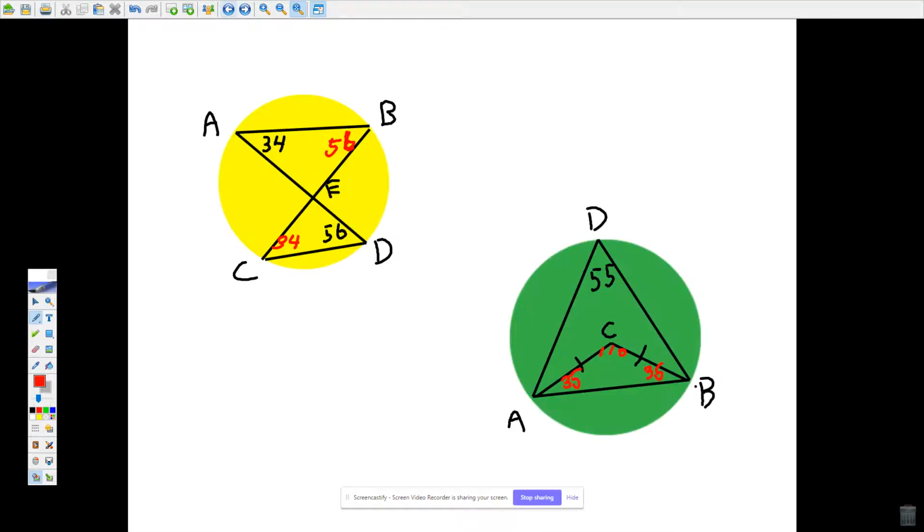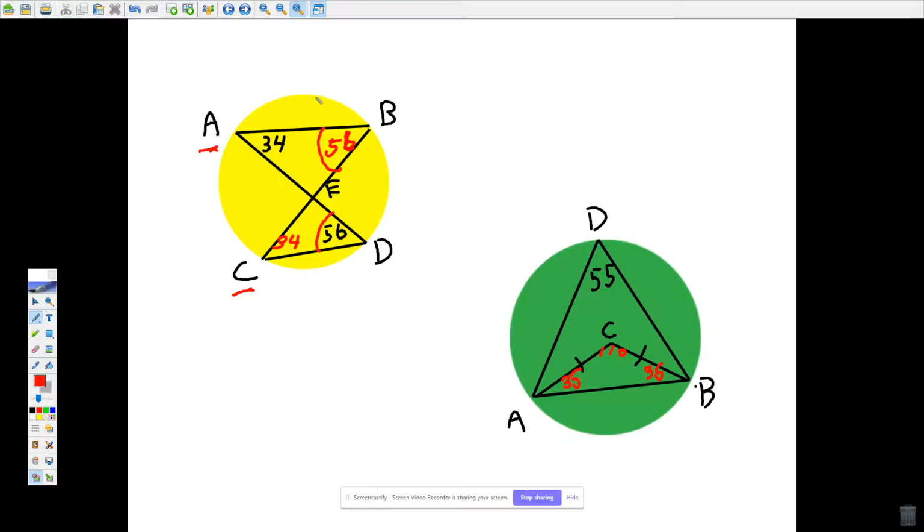Angle ABC is 56 degrees. Now the reason it's 56 degrees is because angle ABC and angle ADC are both inscribed angles. They look different, but they both have the same endpoints, which are A and C. Therefore, ABC and ADC are inscribed angles, and they are both equal.